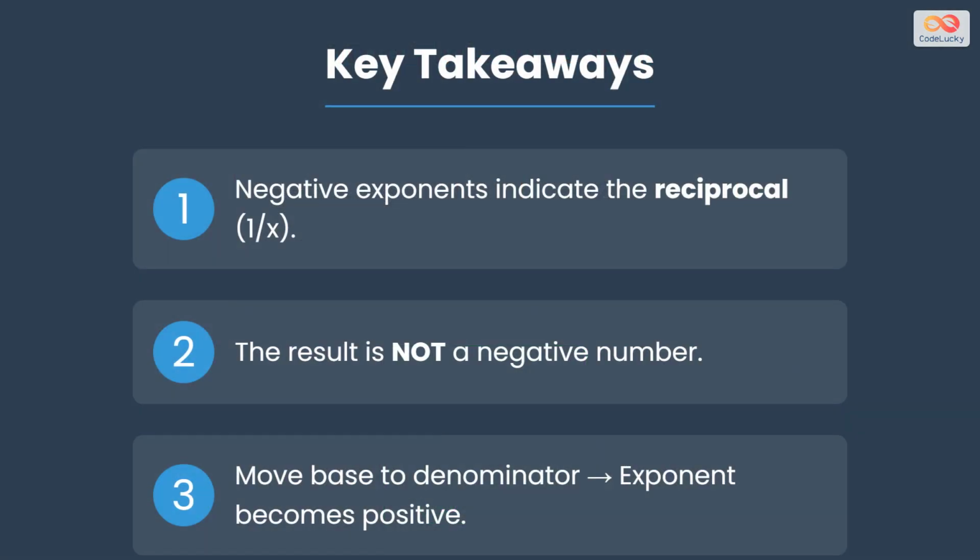To summarize, keep these 3 points in mind. First, negative exponents indicate the reciprocal, or 1 over x. Second, the result is never a negative number just because the exponent is negative. And third, simply move the base to the denominator to make the exponent positive.